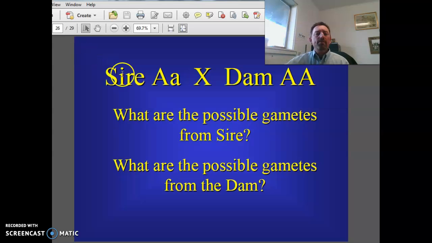So when we make this, the possible gametes for the sire are, in this case, we have a gamete for the large A, and we should have a gamete for the small a. When we do the dam in this case, we only have one gamete choice of the large A. So our Punnett square won't be a square. It'll be a rectangle in this case.